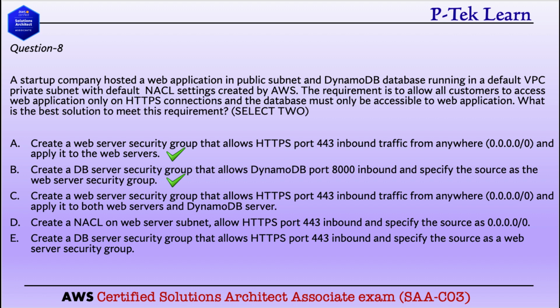Option D, create a network ACL in the web server subnet, allow HTTPS port 443 inbound and specify the source as 0.0.0.0. Network ACLs are stateless, so we need to set rules for both inbound and outbound traffic of a network ACL, which is not applicable in this scenario. Option E, create a DB server security group that allows HTTPS port 443 inbound. HTTPS port 443 for a database server is meaningless. Let's skip that too. So the right answers are A and B.